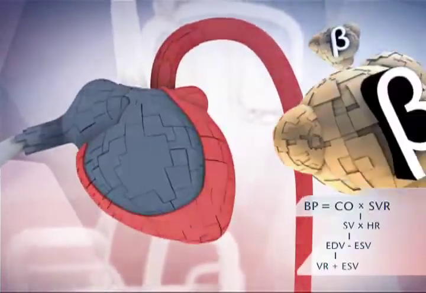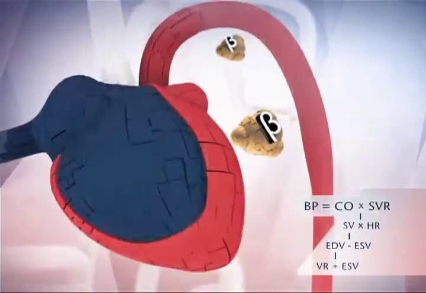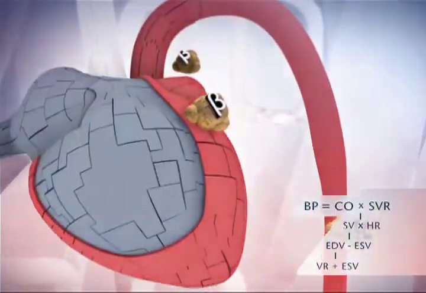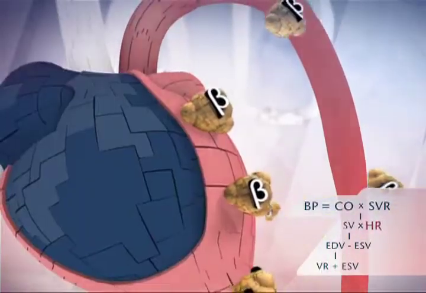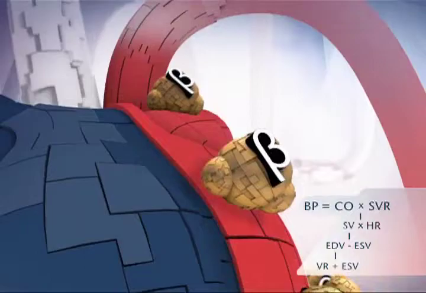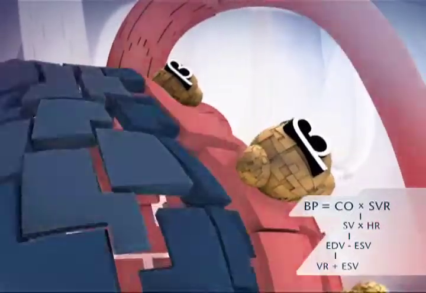Beta blockers such as esmolol block beta-1 receptors located on cardiac muscle that directly affect heart rate. Although reducing the heart rate can reduce blood pressure, for those patients who are normocardic or bradycardic, this type of therapy may not be the best choice.